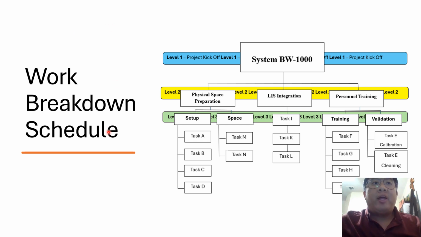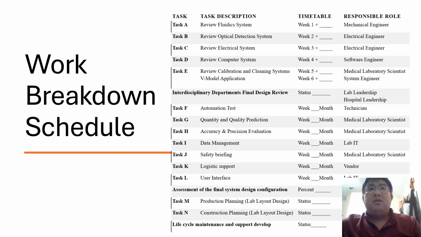So this is my work breakdown schedule based on the task input, in which level one is the project kickoff, then level two, and then level three. Instead of numeric steps, I'm using alphabet steps like task A, B, C, D to give an idea of how the WBS should be. This is more detail about each task, with the task description, the timetable, and the responsible role. It goes hand in hand with all of the previous discussion.